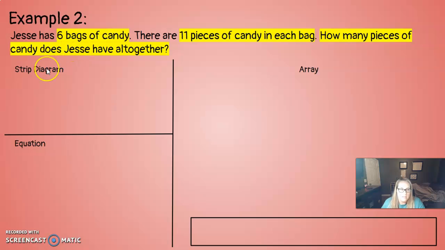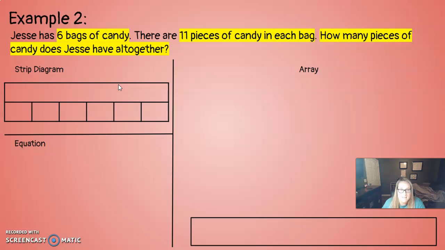The first thing we're going to do now is I'm going to do my strip diagram. Now remember, a strip diagram is a visual to represent this problem. So let's think about this. How many bags of candy does Jessie have? That's right, he has 6. And how many pieces of candy are in each bag? If you said 11, you are correct. And what are we looking for? Yep, we're looking for how many pieces of candy he has altogether. So that's what my strip diagram is going to look like.